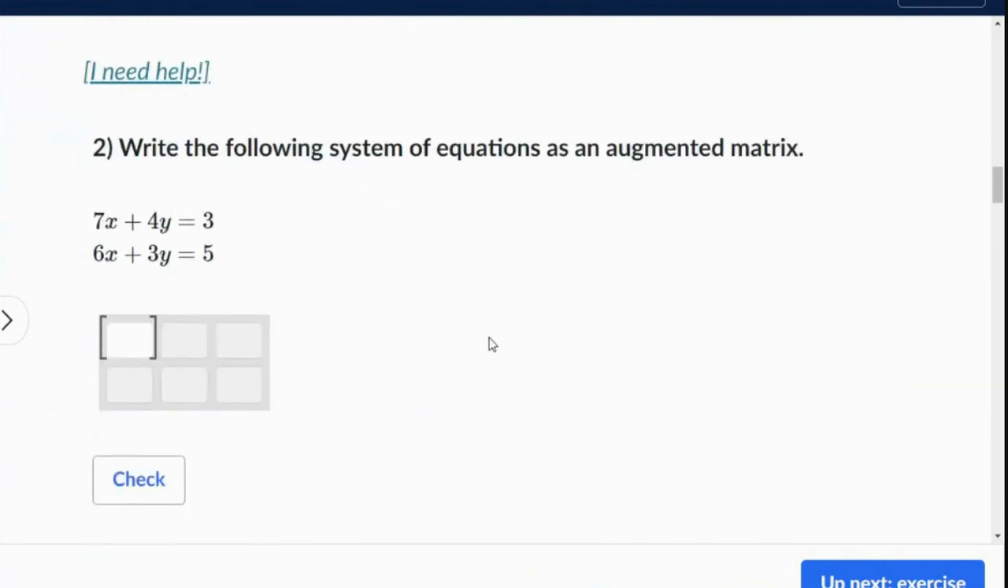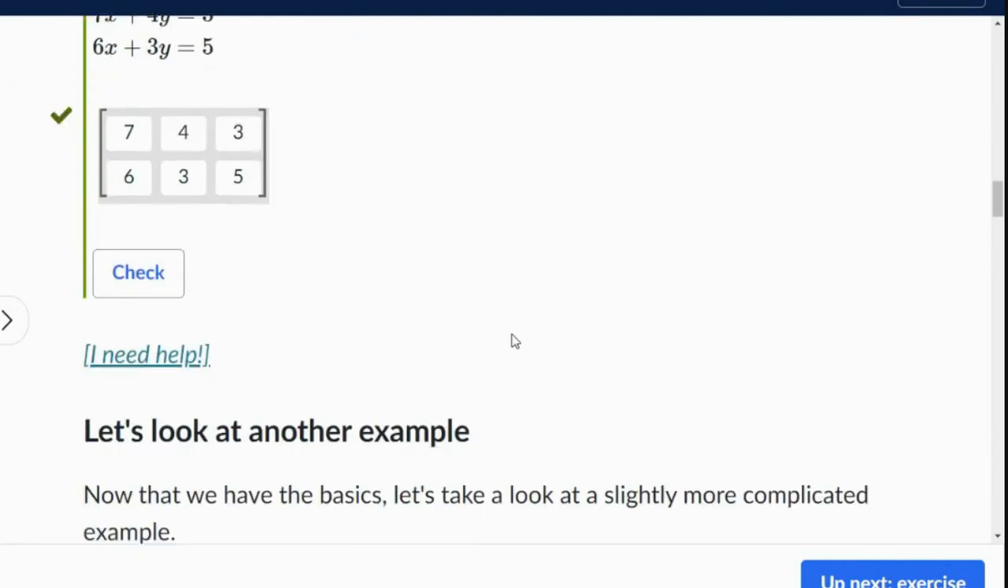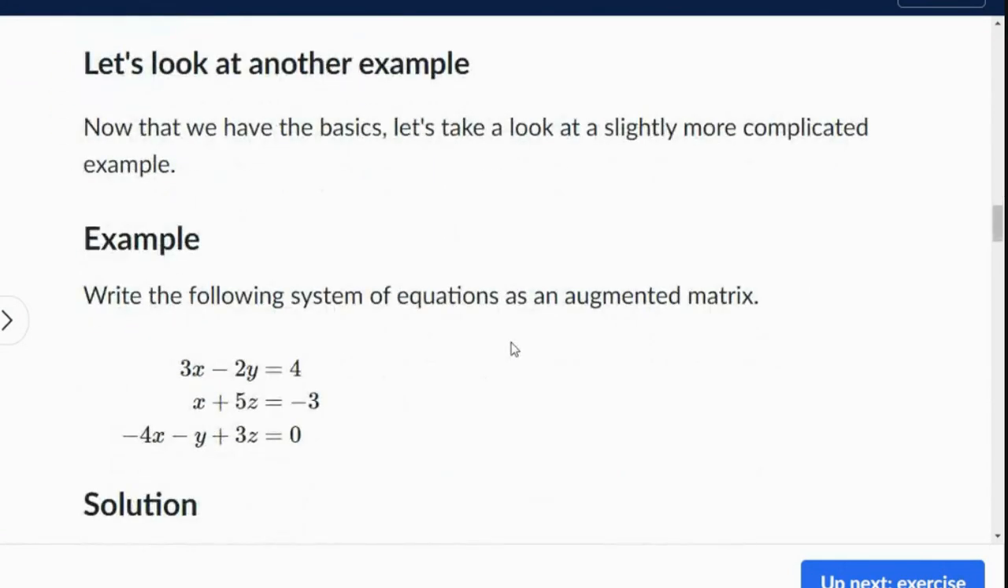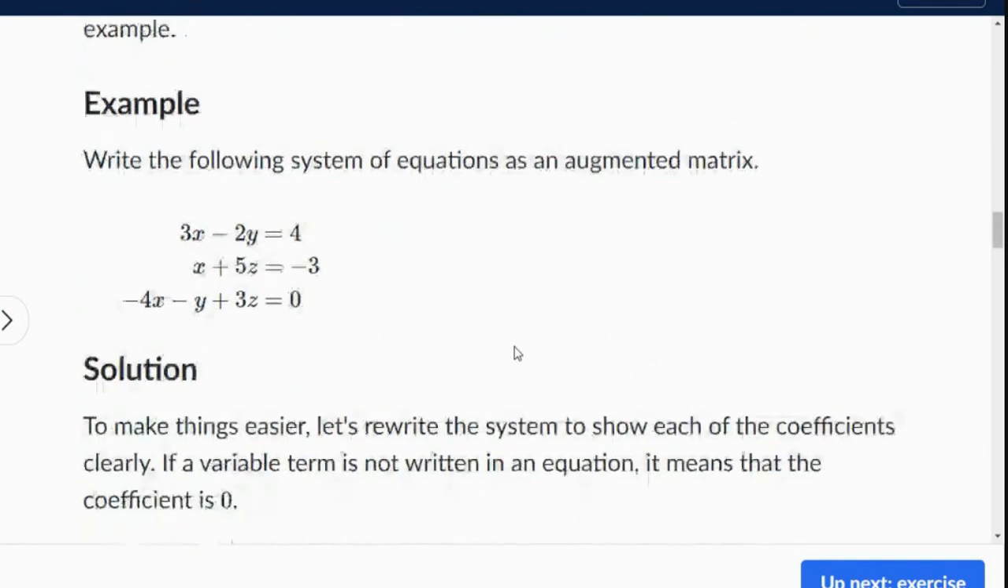Let's look at this one. They want us to write the following system of equations as an augmented matrix. All right, so what's the first row going to be then? If we have to write this system of equations as a matrix, the first row should be 7, 4, 3. Joy's on top of this. She's already got it. And then we should have 6, 3, 5. Check. Good job. Let's see. Do they give us another? Oh, this is a really good one. Let's look at this a little more complicated.